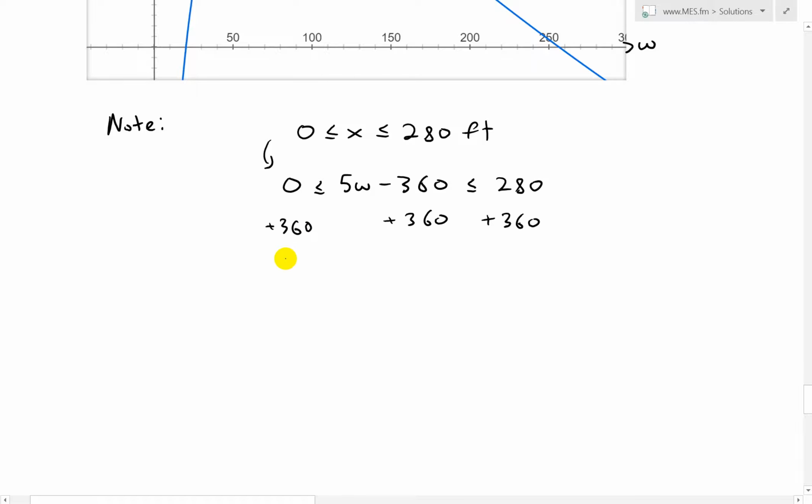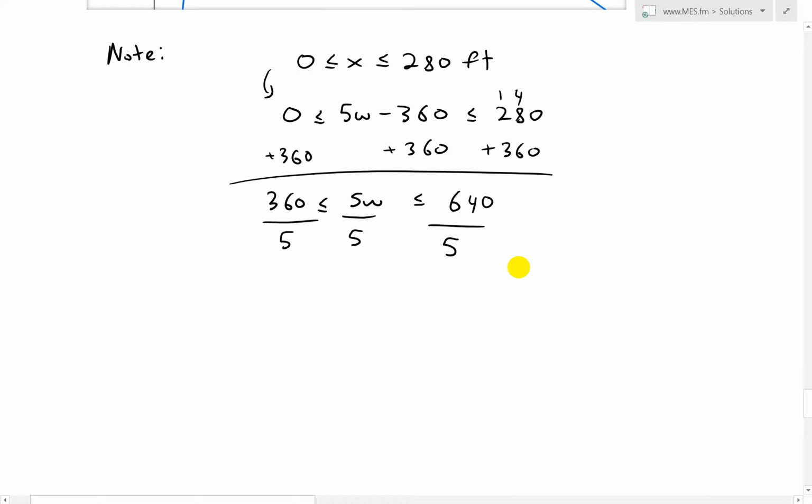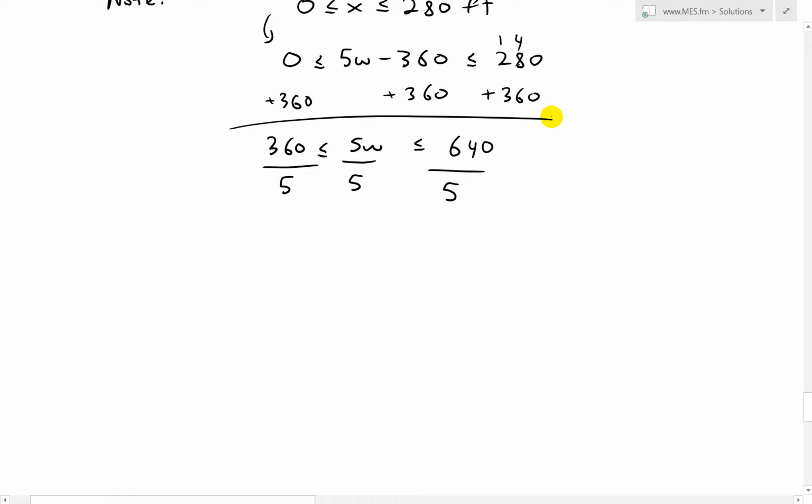So what we have finally is 360 less than or equal to 5W, and this part becomes less than or equal to, 280 plus 360, which is 640. And then divide everything by 5 to get rid of it. And again, if you want to learn more about addition by hand, look at my earlier videos on that if you haven't already, and I'll put that in the link below.